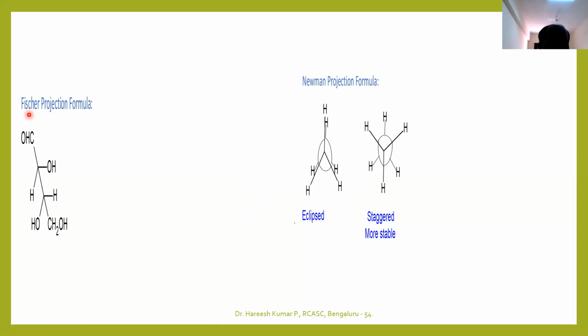Okay. So you can observe that this is a Fisher projection formula. You can observe that this is the most oxidized form and it is kept on the top. And one more thing, here two chiral centers are there. If you look at the name of this compound, it's called D-tetrose. Since it is a tetrose moiety, the hydroxy groups are on the opposite side.